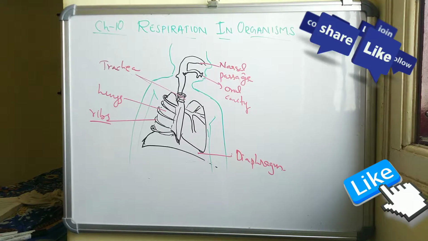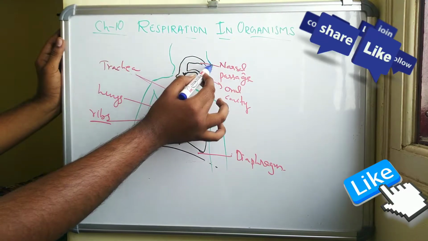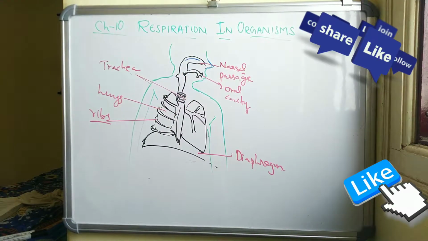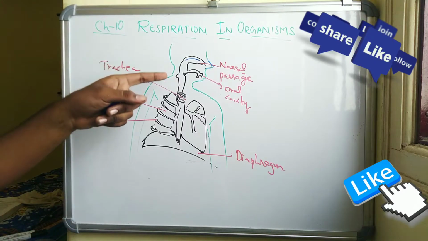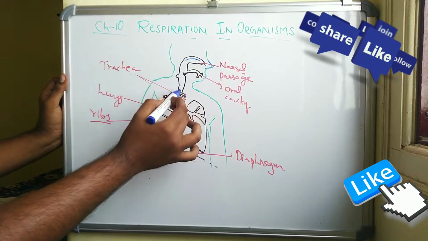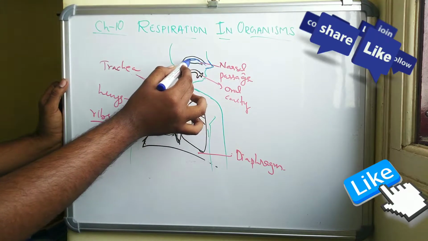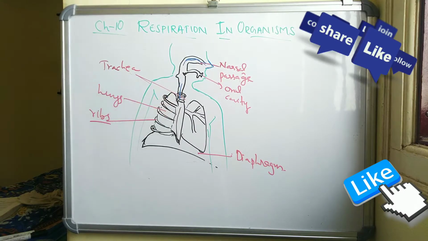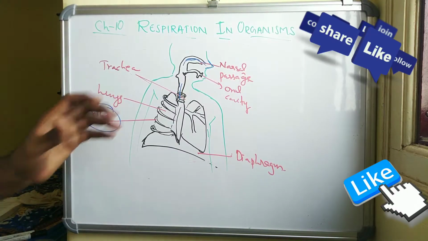First, we take in air which is present in the atmosphere through the nostrils, which is nothing but here. The air passes through the nasal passage or nasal cavity, travels through the windpipe, which is the trachea, and reaches the lungs. It starts from the nostril, nasal cavity, trachea, and enters the lungs, which are surrounded by the ribs, the protective layer.